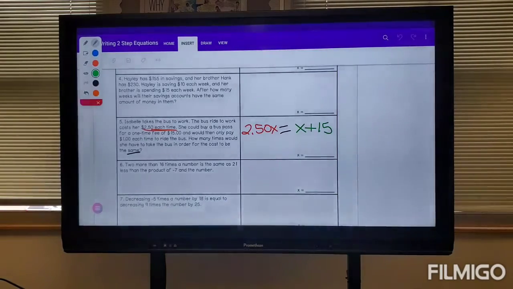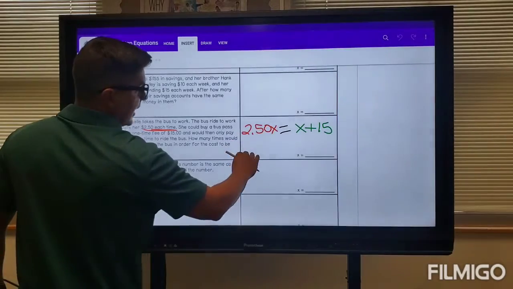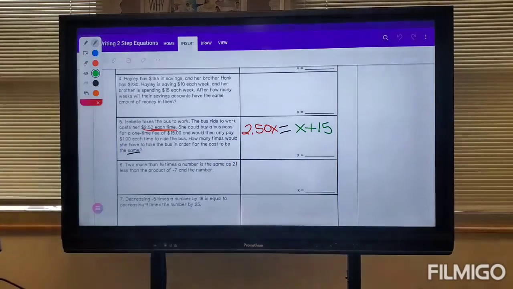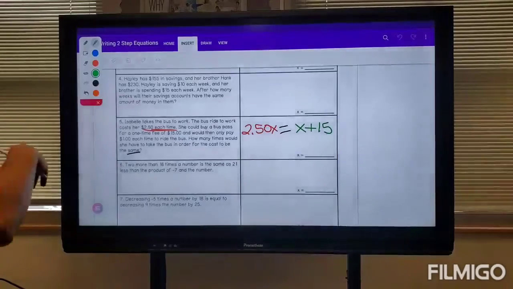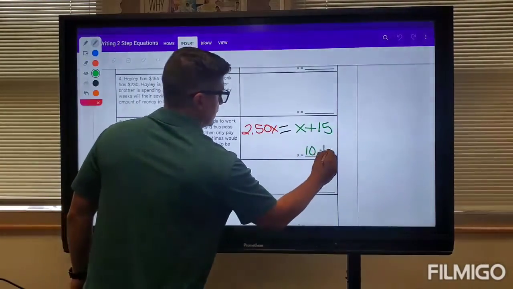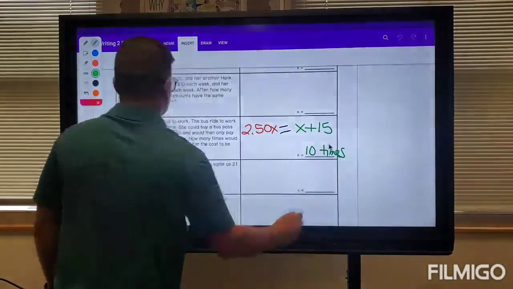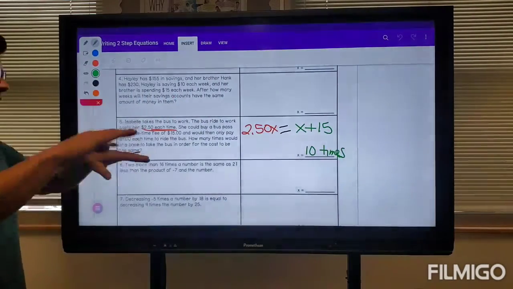I would probably say let's subtract our x from one side. So this would be 1.5x equals 15. And then we'd divide both sides and figure out, okay, what does x equal? It would take 10 times to take the bus in order for the cost to be the same.